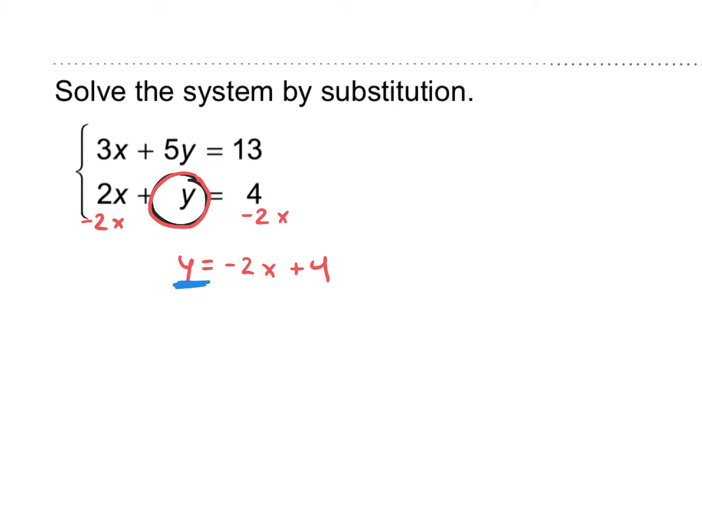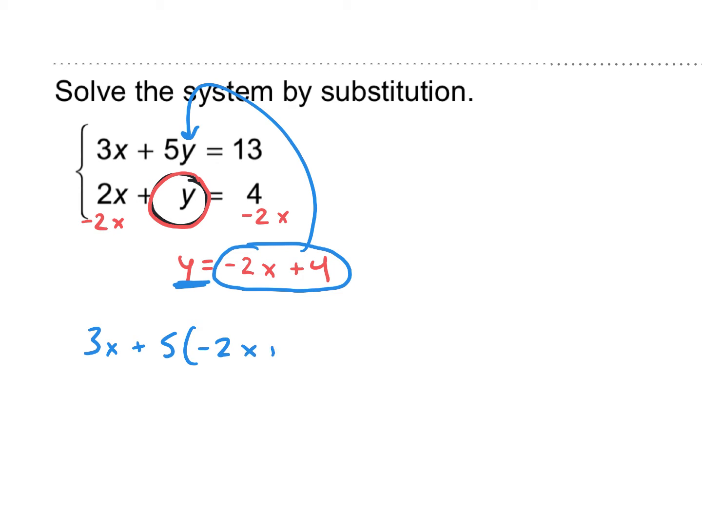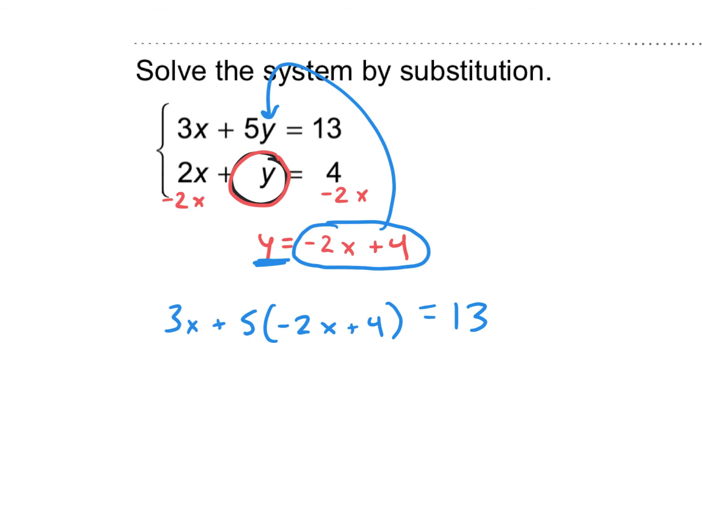Once I have that y is equal to, I'm going to take this whole thing that y is equal to and plug it into y in my other equation. So since I worked with the second one first, I'm going to plug it into the first equation next. So I'm going to plug it into the other equation and just rewrite everything. So I have 3x plus 5 times negative 2x plus 4. So notice how I just plugged in this whole thing for y is equal to 13. So here, I'm going to solve for x because I only have x's in my equation.